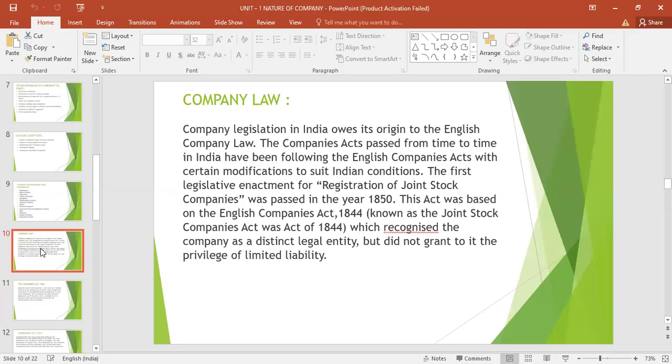The first legislative enactment for the registration of joint stock companies was passed in the year 1850. This act was based on the English Companies Act of 1844, known as the Joint Stock Companies Act, 1844, which recognized the company as a distinct legal entity but did not grant it the privilege of limited liability.